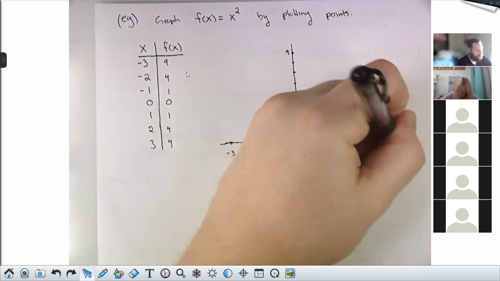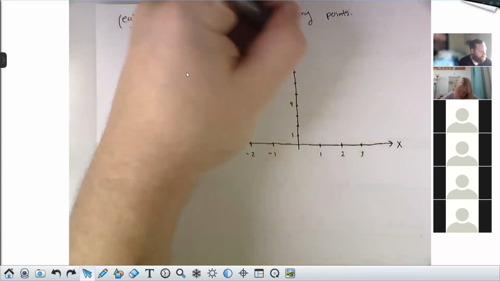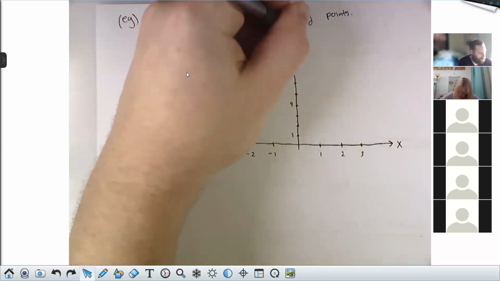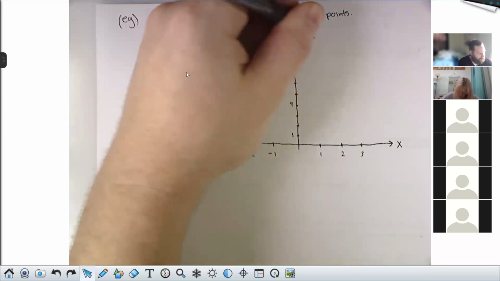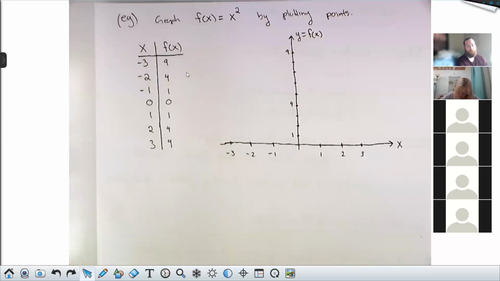I'm going to label my axes. The horizontal axis is the x-axis, the vertical axis is the y-axis, and I'm graphing the function y equals f of x. So it's nice discipline to go ahead and write y equals f of x on the y-axis.